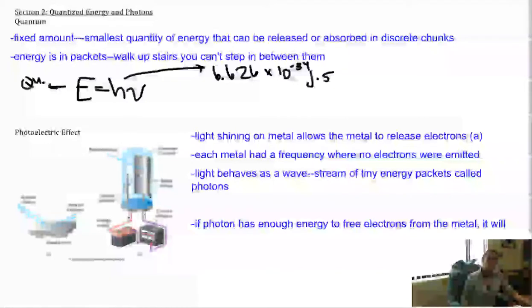Okay, section 2 talks about quantized energy and photons. We're going to deal with quantums and what quantums are. Okay, a quantum or quanta is a fixed amount, or the smallest quantity of energy that can be released or absorbed in a discrete chunk. So we're talking about a set amount. This is a quanta of energy, and then another quanta of energy, a very set packet.